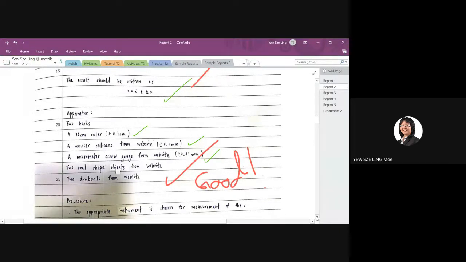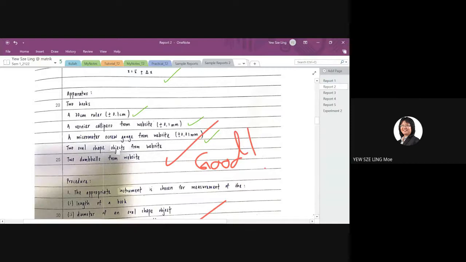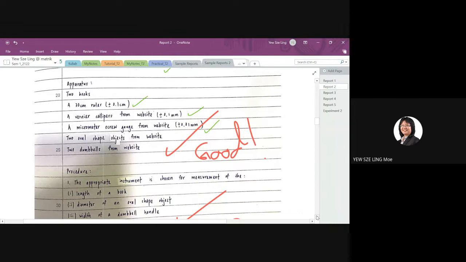If you use something that is not very sensitive, then of course your answer won't be very accurate. If you use a very advanced tool that can read up to maybe nanometers or something like that, then your answer will be very accurate. So the list of apparatus actually is very important. It gives people a first impression of what types of experiments you're doing, and also the level of accuracy of your readings.